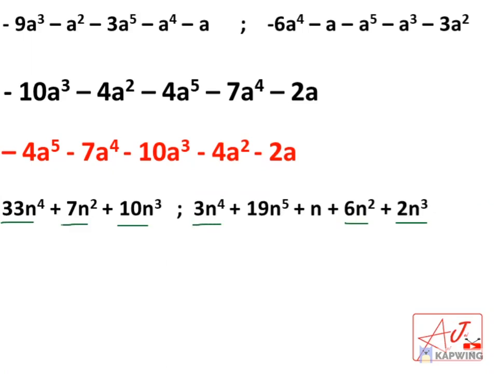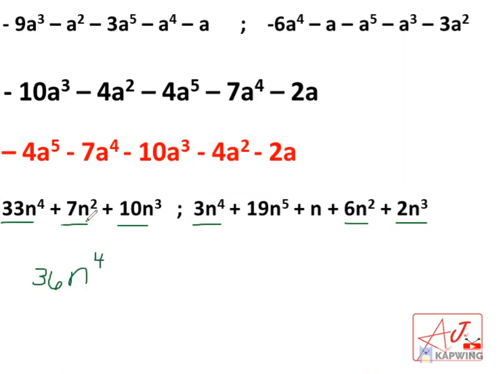Okay. Proceed muna tayo doon sa mga may kaparehas. So, 33n to the fourth. Hanap tayo ng n to the fourth. Ito, ayan, n to the fourth. Parehas sila. Walang sign, meaning positive. Wala ring sign, meaning positive. Dalawang positive, ibig sabihin positive din. At same sign, ibig sabihin i-add. So, 33 plus 3 is 36. And then, copy natin yung variable na n to the fourth.